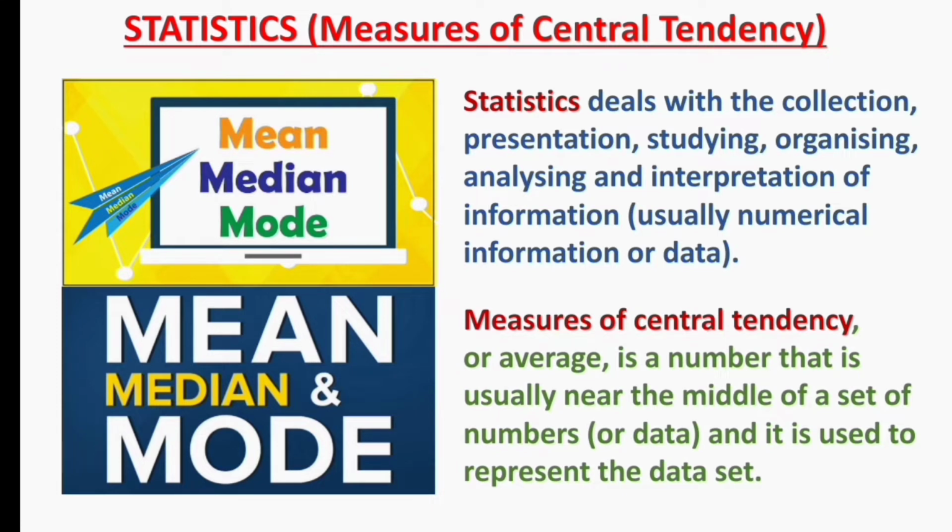Also from definition, measures of central tendency or average is a number that is usually near the middle of a set of numbers or data, and it is used to represent the data set. Let's learn more about statistics, talking about measures of central tendency.